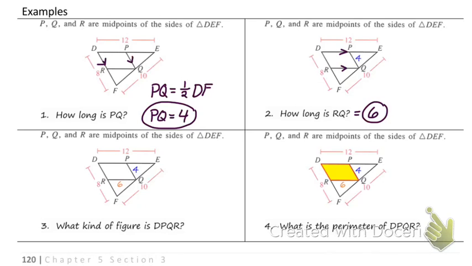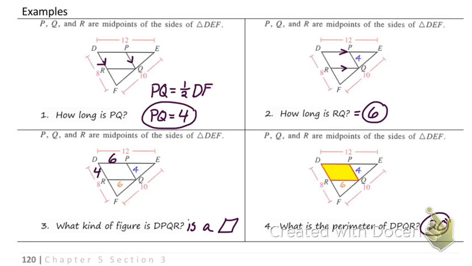What's this length? What's P to D? Yeah, remember, 6, because it's a midpoint, right? What's the length of D to R? Akshay? 4. What kind of figure is something that has opposite sides being congruent? Both opposite sides are congruent. Yeah, it's a parallelogram. And what is the perimeter? Yep, 20, because it's 6 plus 4 plus 4 plus 6 equals 20.